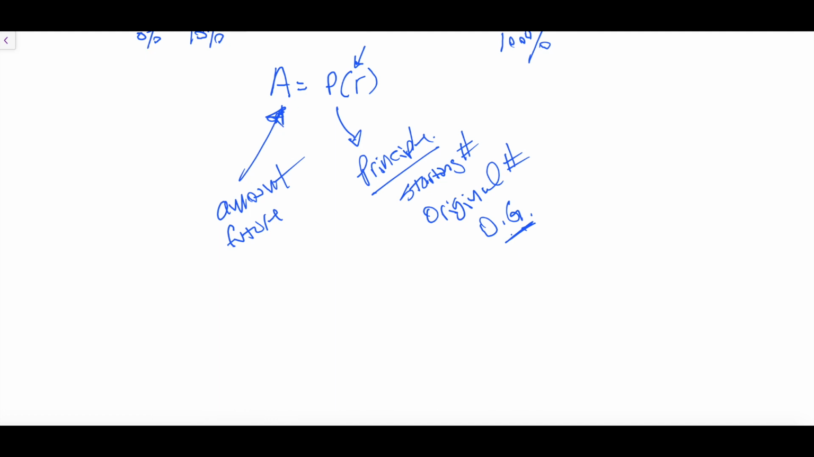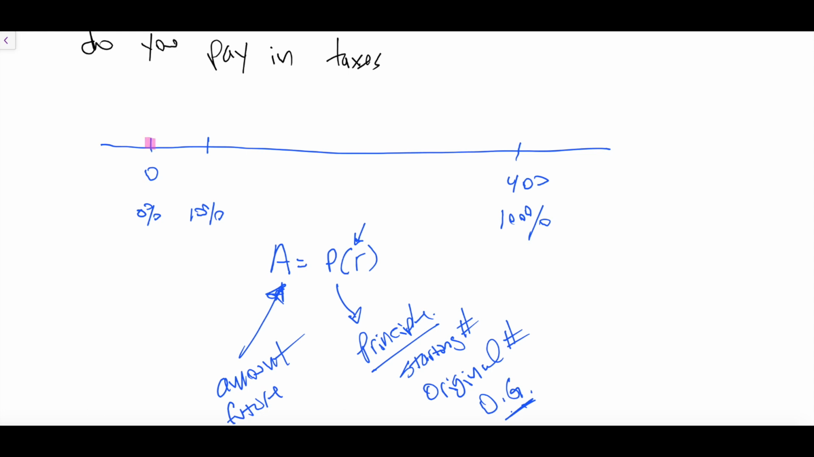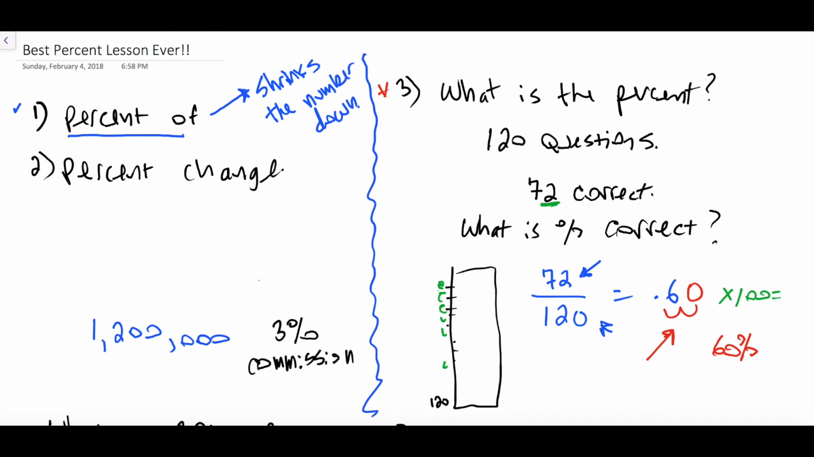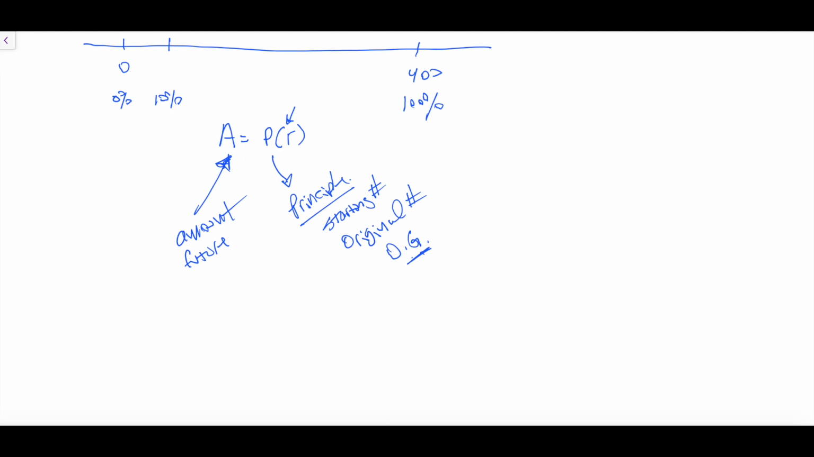Okay, so we're going to do A, which is still A, because we're going to figure out our future amount. We don't know our future. A is still A because we don't know. P is the OG, that's our original amount. So 400. And R is the rate, which is 10%.